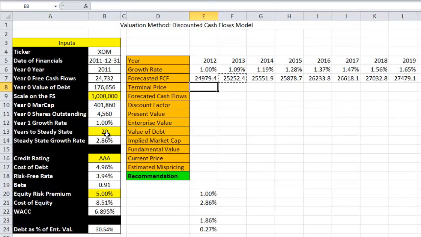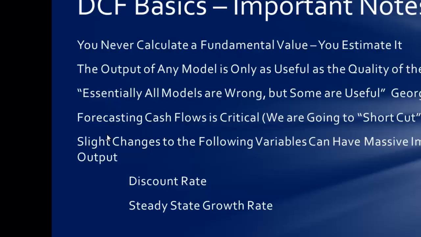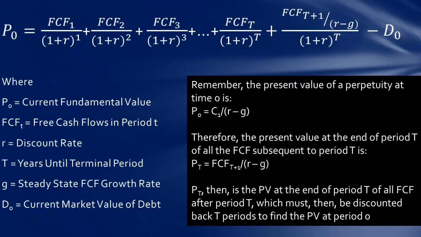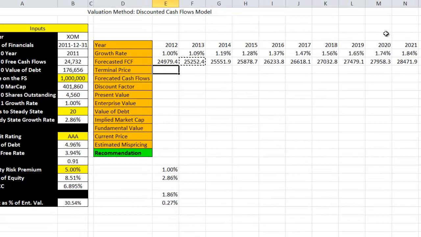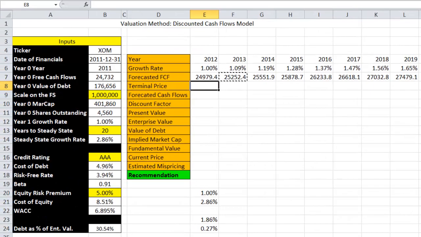All right, terminal price. Now, we only want a terminal price. Terminal price, by the way, for those of you that aren't familiar with the nomenclature, is this right here in the numerator. It is the present value as of the end of period capital T of all of the subsequent estimated free cash flows to the firm. It's literally just the numerator right here. We only want a terminal price in the terminal period.